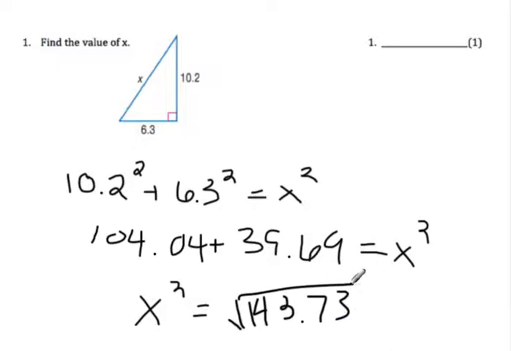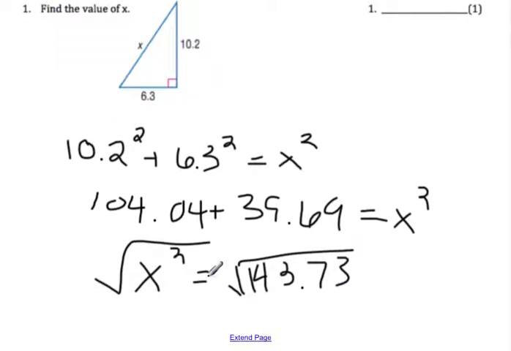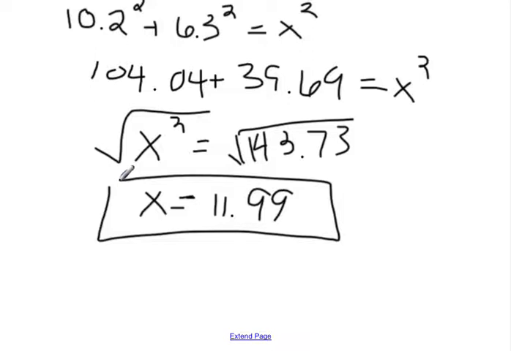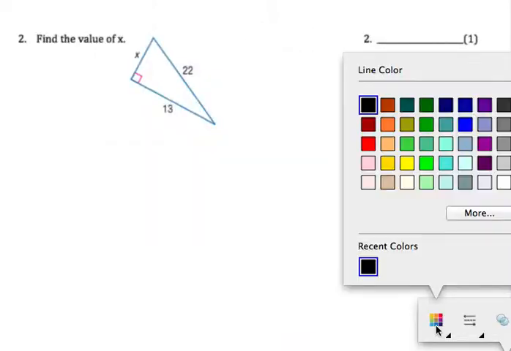143.73. Now I'm going to take the square root of both sides because that's how I'm going to simplify out that x. So x is equal to the square root of 143.73, and that's going to give me 11.99. So basically almost 12 is the length of that hypotenuse, x. So let's take a look at number 2.